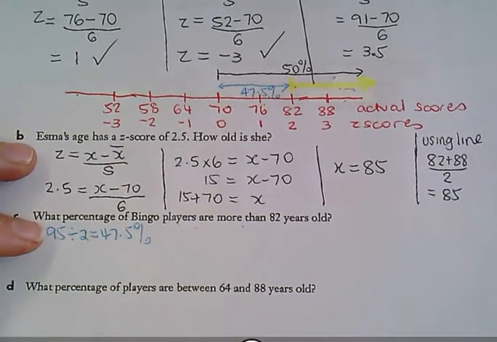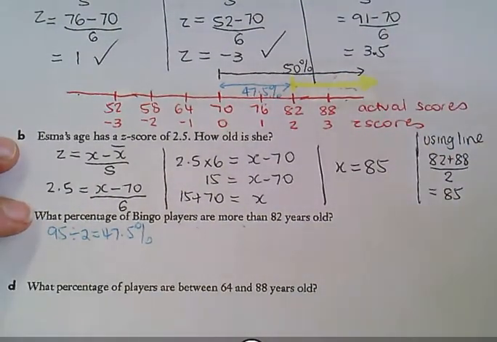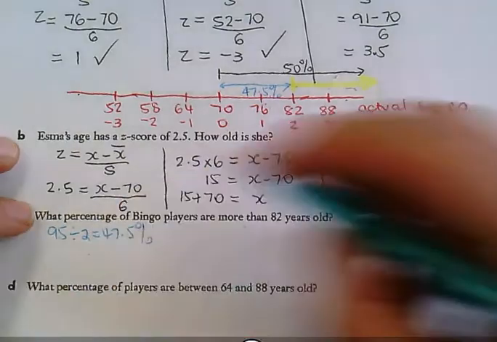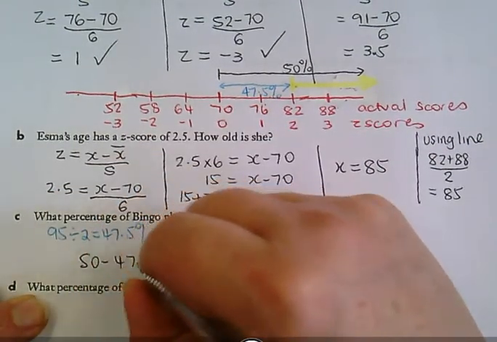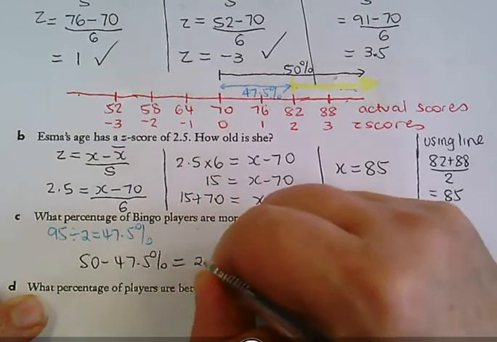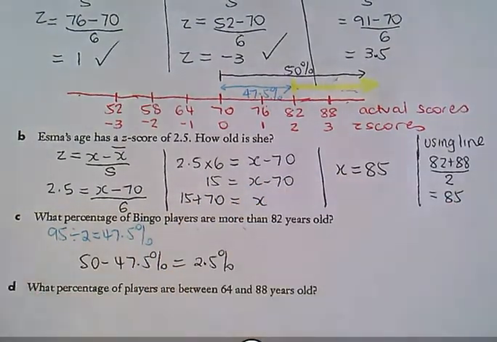What's your bit? You need the yellow bit. What is it? Yes, the yellow bit is 50 minus 47.5%, which is 2.5%. Okay?